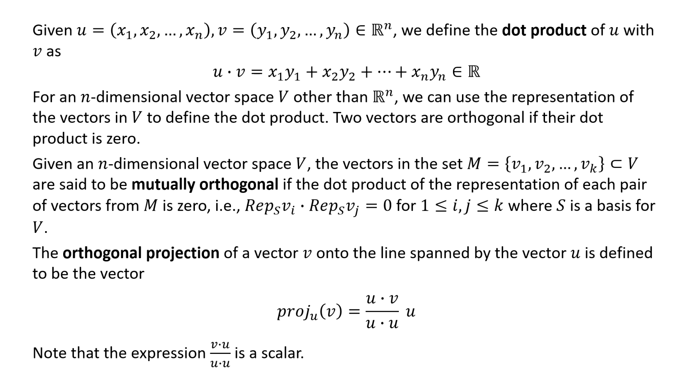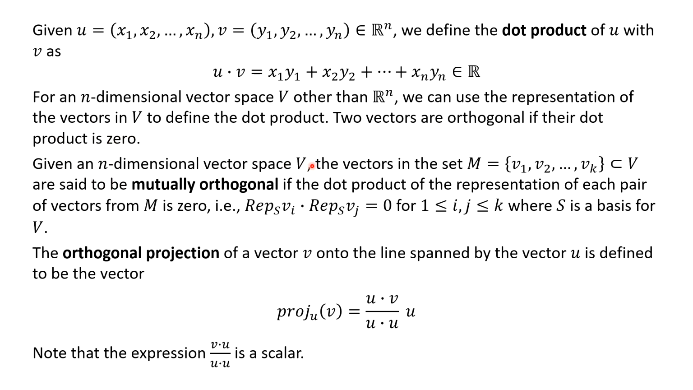The first one is the dot product. I have that up here. If we have two vectors from Rn, the dot product, written u dot v, is the product of the first two elements plus the product of the second two, and so on. And what you get is a scalar. For an n-dimensional vector space V other than Rn, we can use the representation of the vectors in V to define the dot product. Two vectors are orthogonal if their dot product is 0.